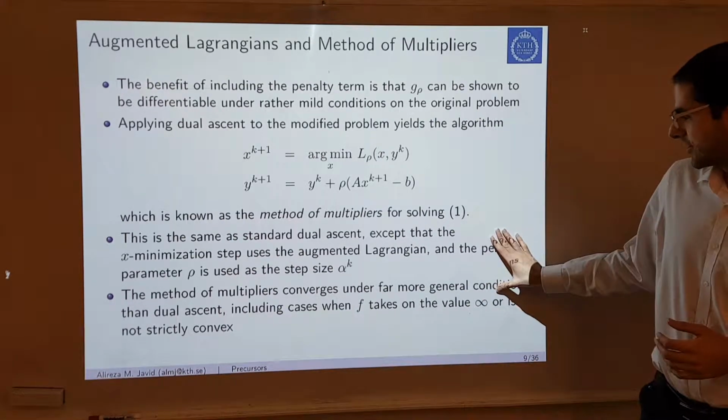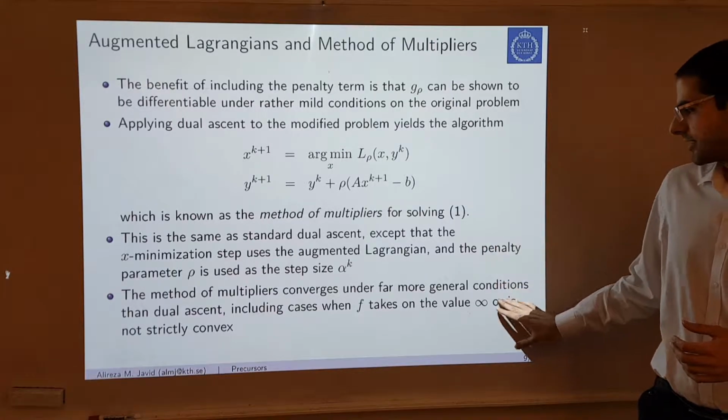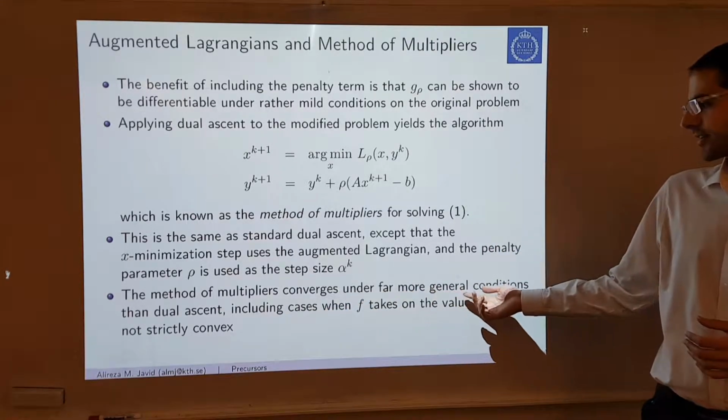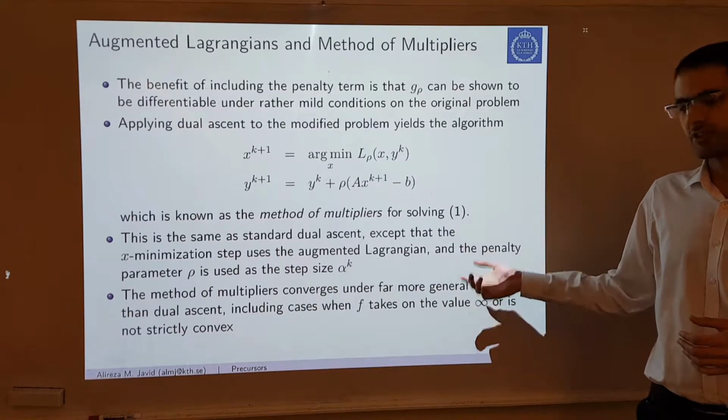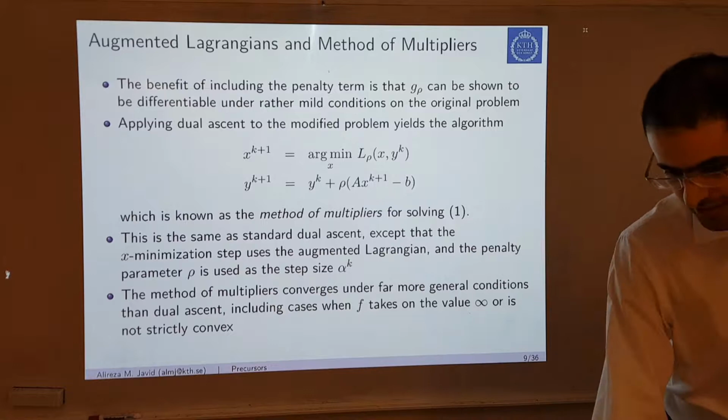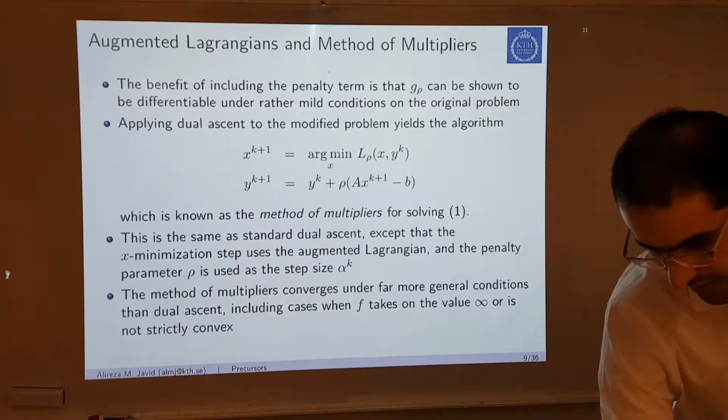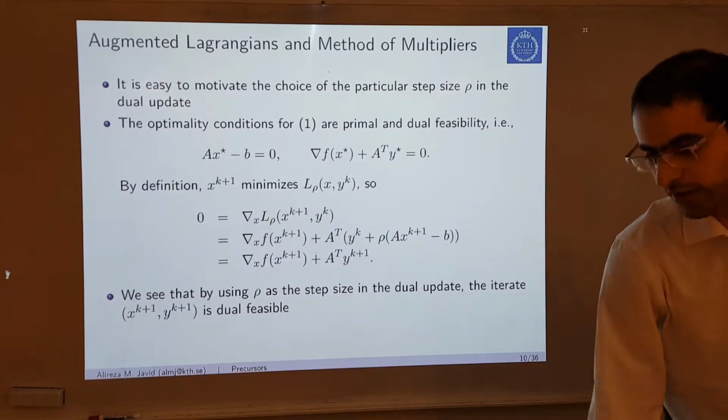Another advantage of the method of multipliers is that this f can take infinite values and doesn't need to be strictly convex. But in the dual ascent method, it needs to be strictly convex. So those are the advantages of adding a quadratic term in the Lagrangian.